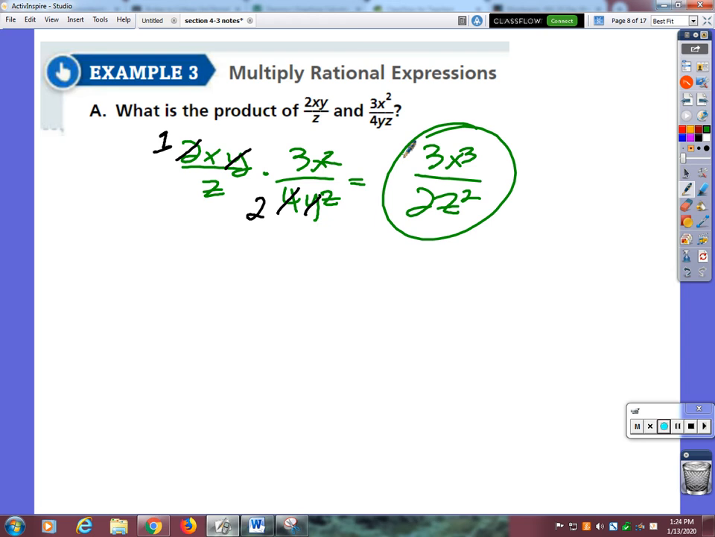You go to the point where you cannot factor anymore. Say if that was 3xy squared and the bottom was still the same, you still multiply all of that. You go as far as you can.